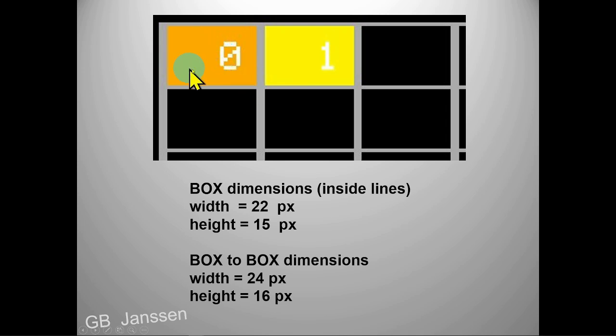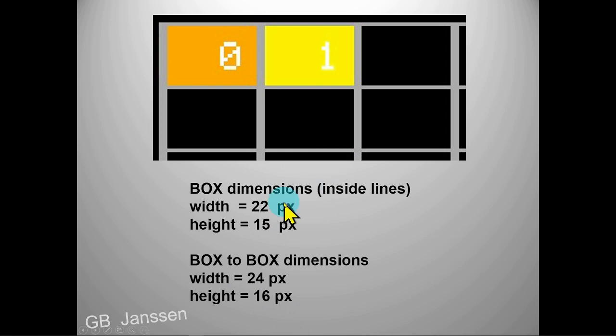Okay, a box number has a dimension from this upper left-hand corner to this lower right corner inside the lines. That's one dimension. Inside the lines, 22 pixels wide, 15 pixels high. That's inside. But to go from box to box, you go from this upper corner pixel to this upper corner pixel. You have to add these other 2 pixels in here. So it's 24 pixels wide. You go from this pixel down to here, it's one extra, it's 16. So you've got 2 different dimensions.